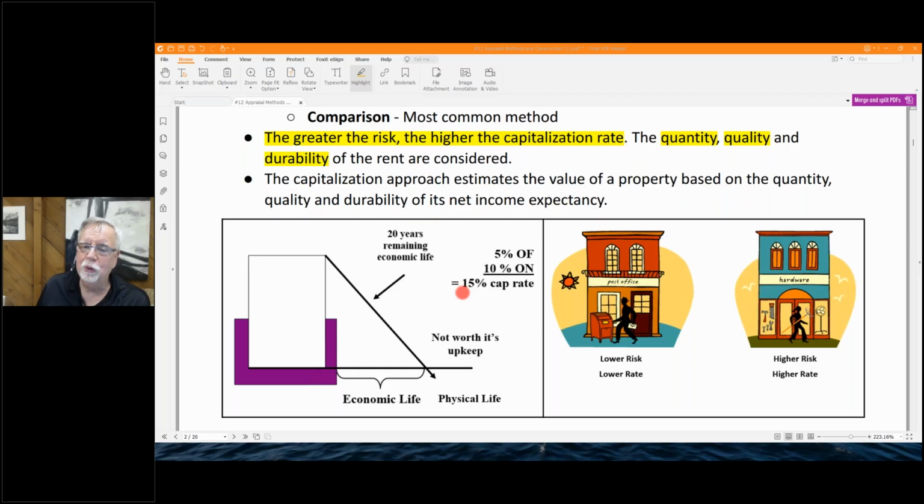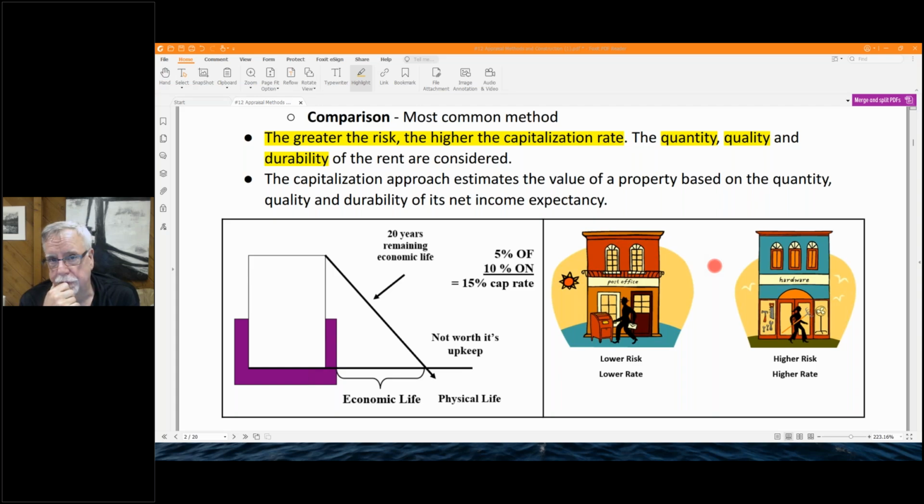Usually what we do in reality is we just find other multifamily or other retail or other office buildings that have sold, and we see the range of capitalization rates, and we pick one of those. Remember we said that the greater the risk, the higher the rate. Remember that line?